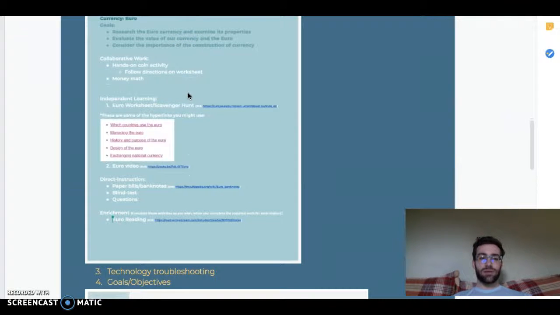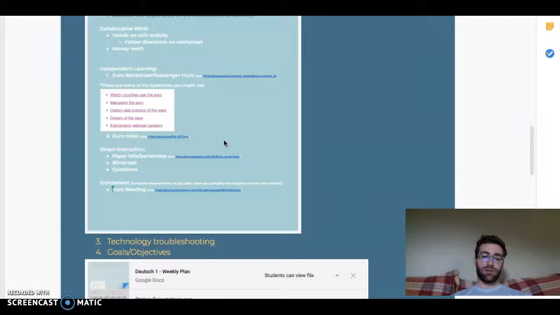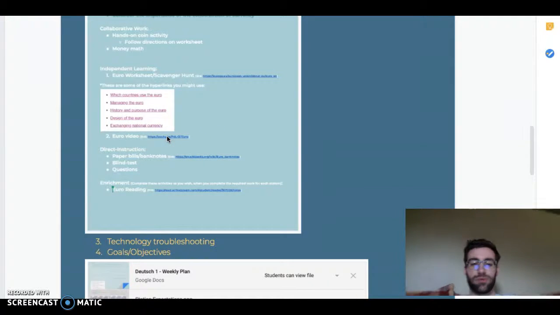The next one down is the explanation or the activities that they'll be working on in collaborative. So hands-on coin activity, follow directions on worksheet, money math, it's also in the same worksheet. Then I have the independent learning group, which has the euro worksheet and scavenger hunt. The link is next to that, and then I give them some examples of what hyperlinks they might want to click on. And those instructions are also explained in the original post a little bit. I also have linked a euro video that they should be viewing as well.